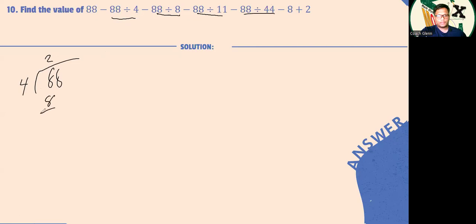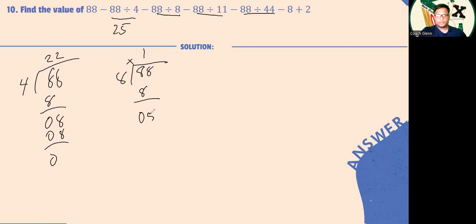2 times 4, 8. 8 divided by 4, that's also 2. 2 times 4 is 8. That's equal to 22. Next, we do 88 divided by 8. 8 divided by 8 is 1. 1 times 8 is 8. Subtract this, that's 0. Bring down 8. 8 divided by 8 is also 1. 1 times 8, that's 8. So we have remainder 0. So this one is equal to 11.